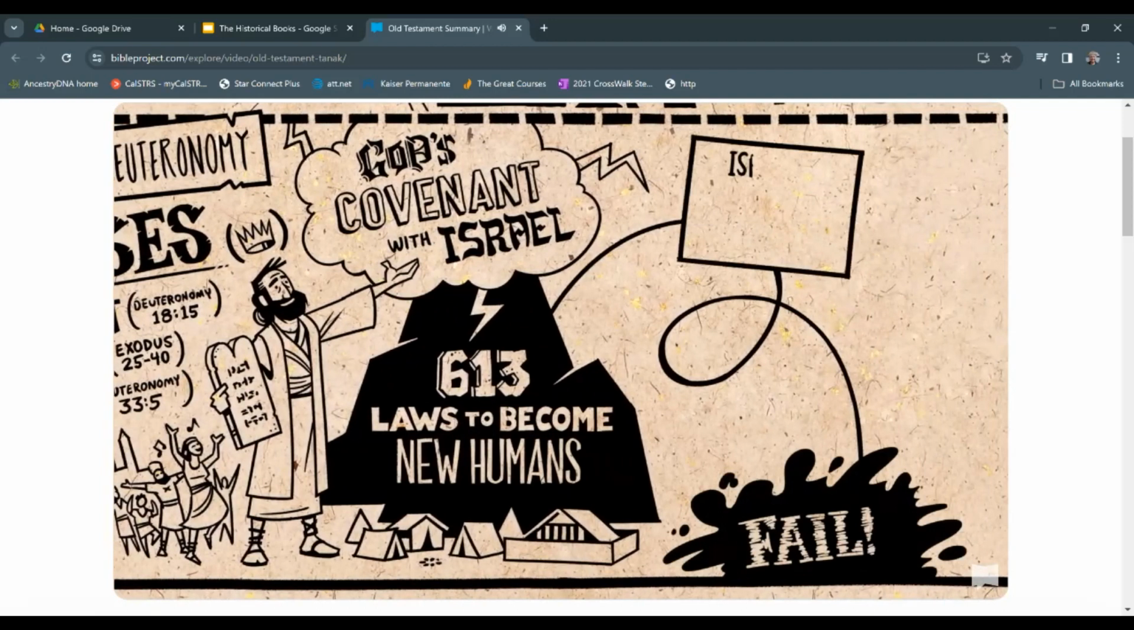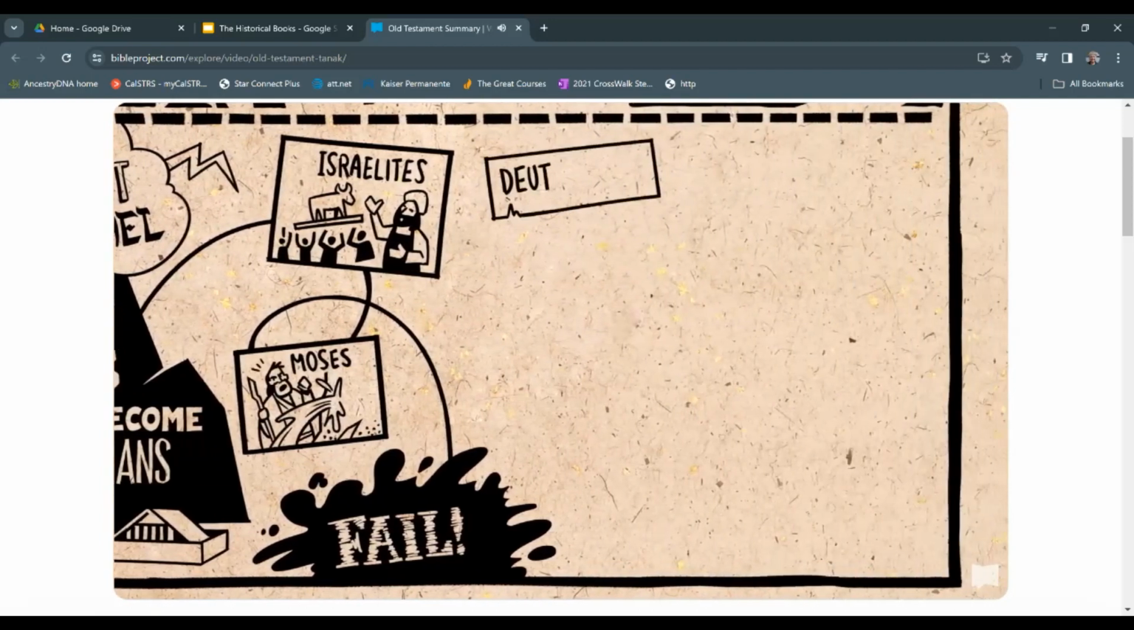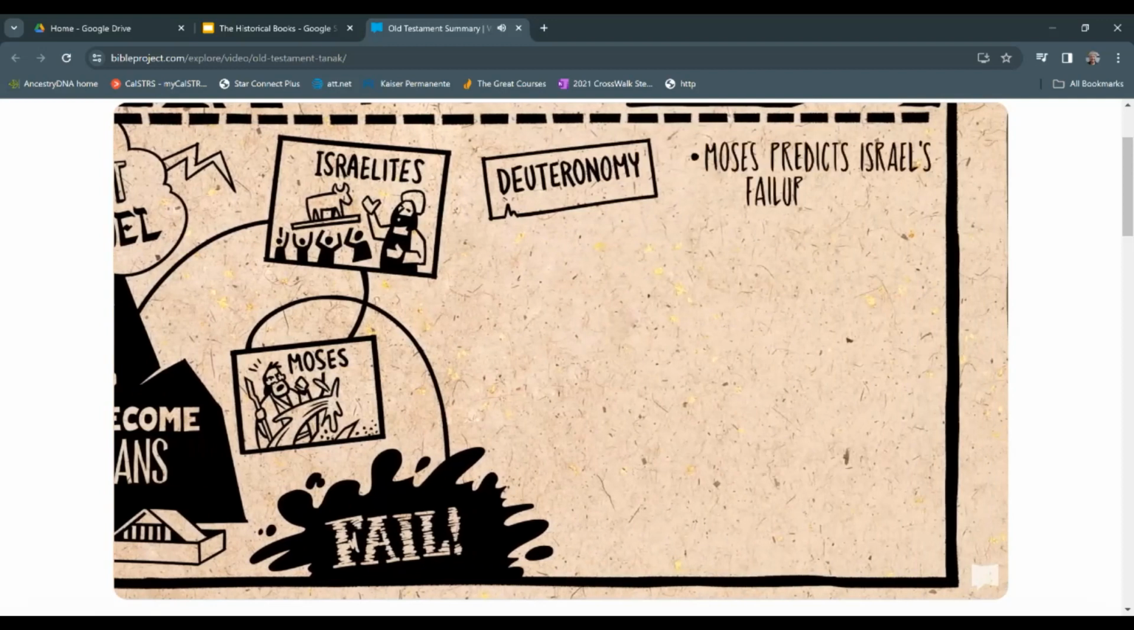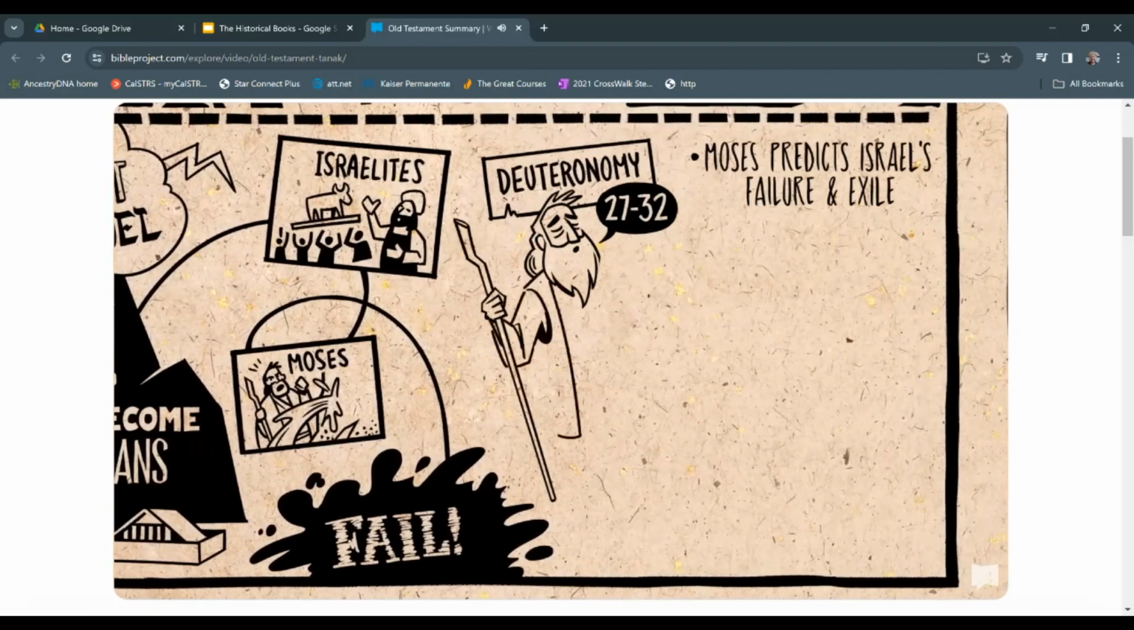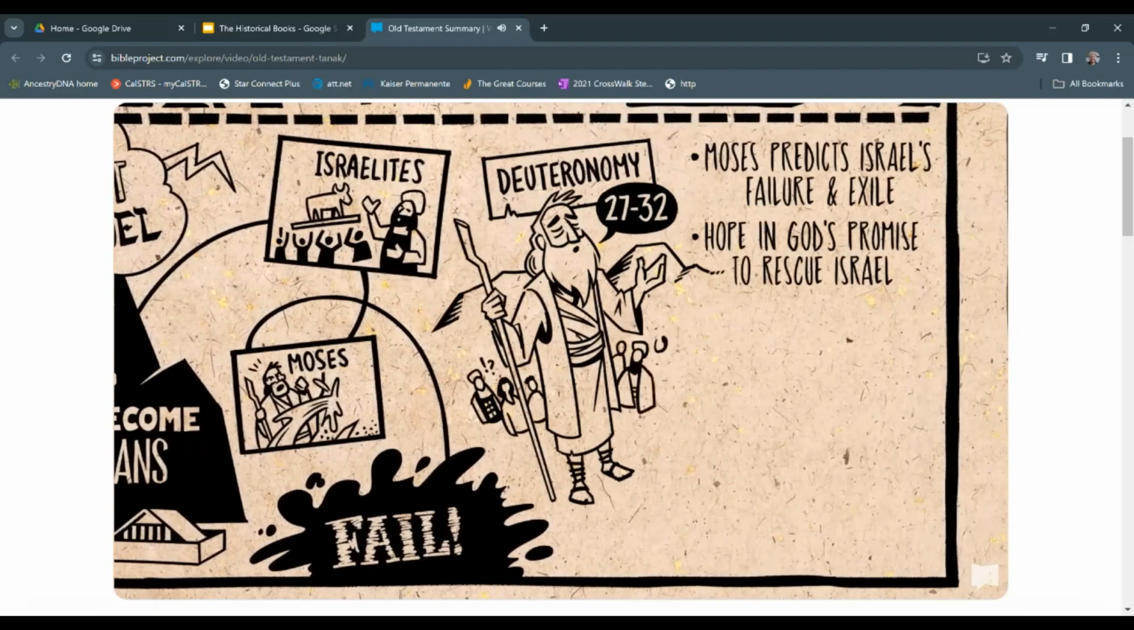They violate the covenant, and even Moses rebels against God. In fact, the Torah ends with Moses predicting that Israel's failure will continue as they go back into the Promised Land, and they're going to end up in exile once again. But he has hope that God will fulfill his promise to rescue Israel. One day he will cover for their failures. He'll heal their selfish hearts so they can truly love God and live.